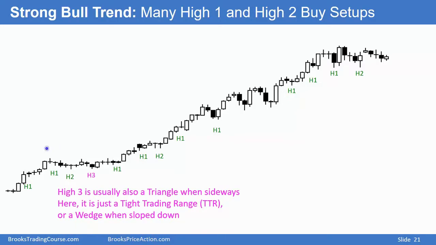Now, a high 3, when it's sideways, it's a triangle. A pullback that's sloped downward, it's a wedge. And here, this is mostly sideways. It does not look at all like a triangle. Here we went above that bar, high 1. This one above here, high 2. This one above there, high 3. So you can call it a tight trading range, you can call it a bull flag, you can call it a high 3, you can call it a triangle, doesn't matter. You're looking for reasons to get long, and all of those are reasons. You can buy above the high 1, above the high 2, above the high 3. Any of them is fine.